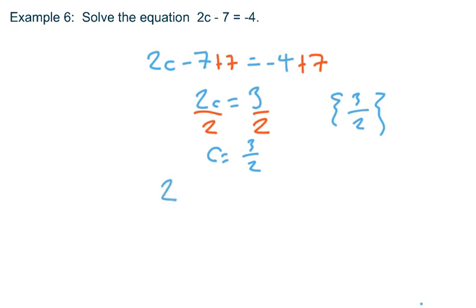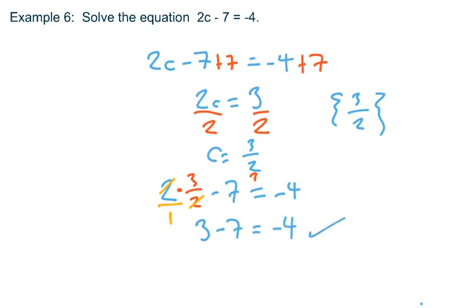2 times 3/2 minus 7. Is that equal to negative 4? 2 times 3/2. Think of the 2 as 2 over 1. The 2's then divide out. So you get 3 minus 7 equals negative 4, and 3 minus 7 is indeed negative 4. That is the solution set.